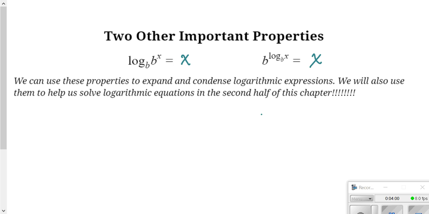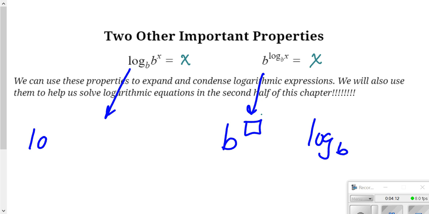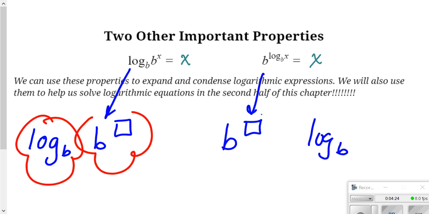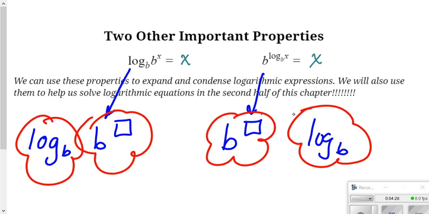If I have both, they cancel out. If I have b to a power and I also have log base b, those are opposites. That's exactly the same idea here, just the opposite order. If I have log base b and b to a power, this is like two separate ideas, not written connected. If I have both of those things, those are opposites, those are inverses, and they're going to undo each other. We'll talk about that more going forward.